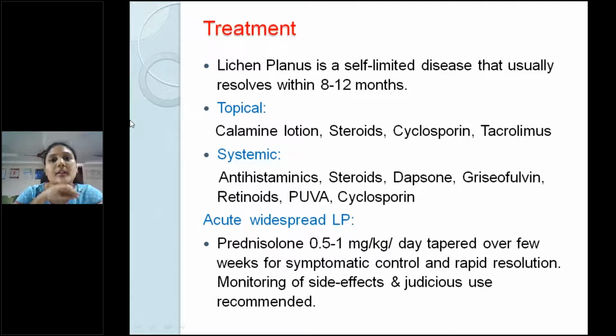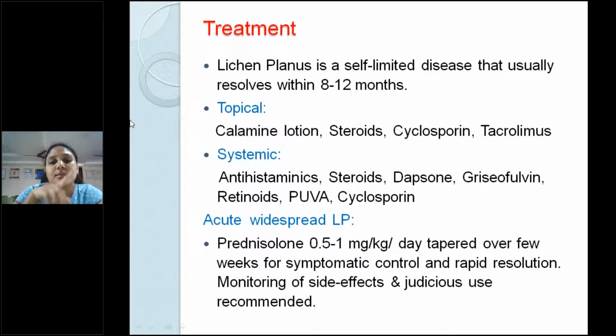Cyclosporin is a good drug. It's a little expensive, but a very good drug. It's fast acting compared to the other drugs. And though not mentioned here, another good option is methotrexate, especially for childhood LP. Methotrexate is a good option. We'll give a weekly once dose of methotrexate, that is good.